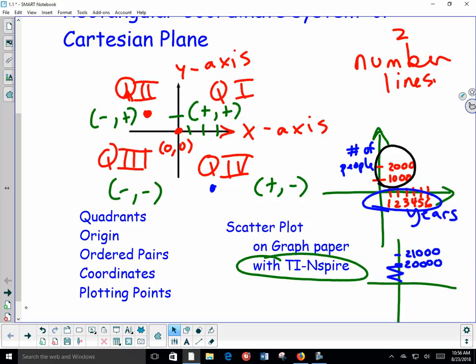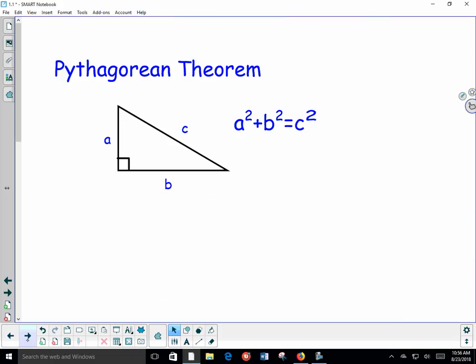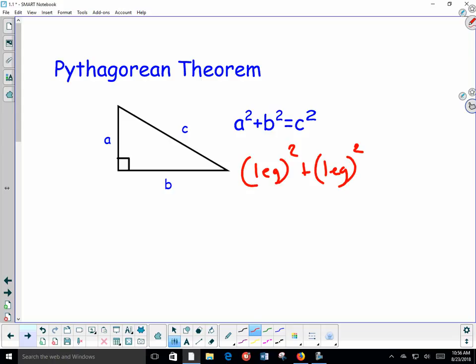All right, so moving along, a little reminder of the Pythagorean theorem. I know you learned this in geometry, but the idea is if you know any two sides of a right triangle, you can find the third side. The formula is a squared plus b squared equals c squared, or more precisely, we could say that the leg squared plus the other leg squared is going to be equal to the hypotenuse squared.